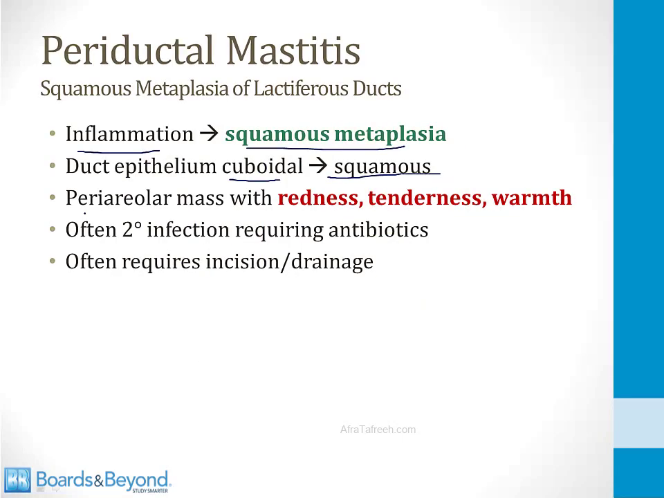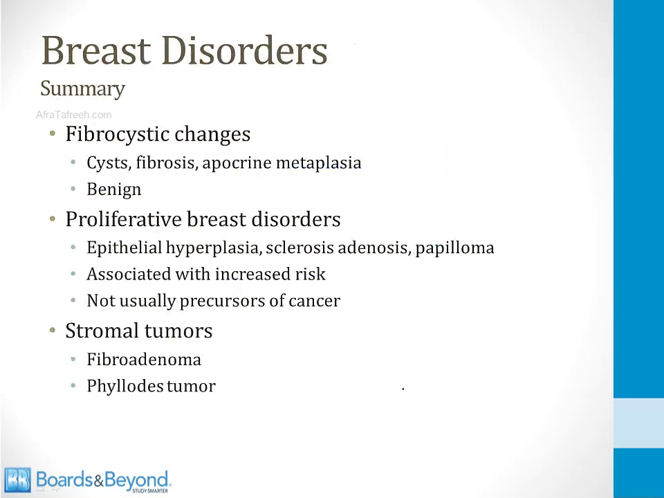So if you understand that, then it's very easy to understand that this will present as a periareolar mass with redness, tenderness, and warmth from all the inflammation. Often there is a secondary infection that requires antibiotics, and it's often treated with incision and drainage to get out that fluid that is backed up behind the obstruction. I'll finish this video with two summary slides to help you keep all these breast disorders straight.